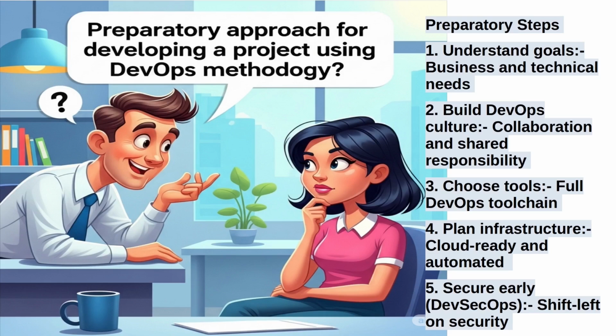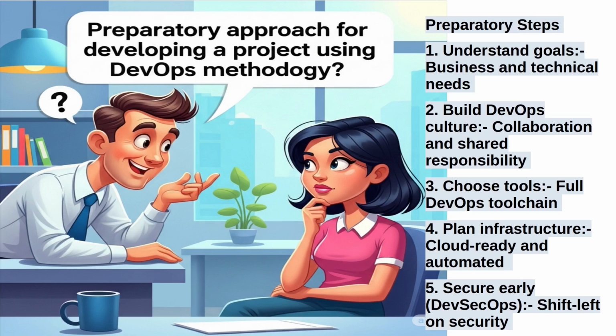Third step, choose tools. Here, select and set up tools for each stage of the DevOps lifecycle, like what tools will be used in source control, CI, CT, CD, monitoring, etc. Fourth step, plan infrastructure, means what infrastructure should be used, like cloud, on-premises, hybrid, and what tool to be used for automation, like Terraform or any other tool.